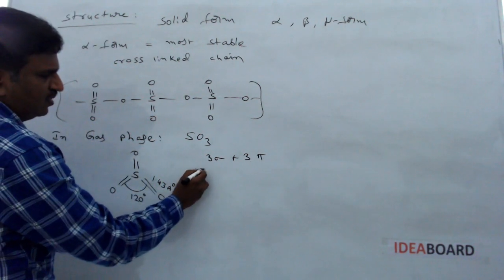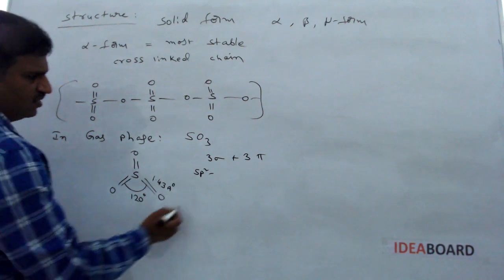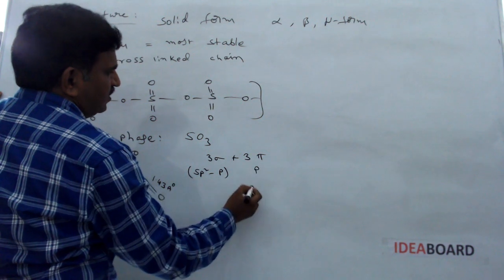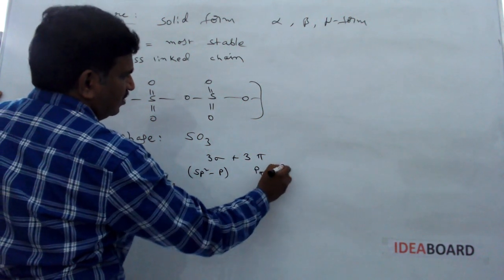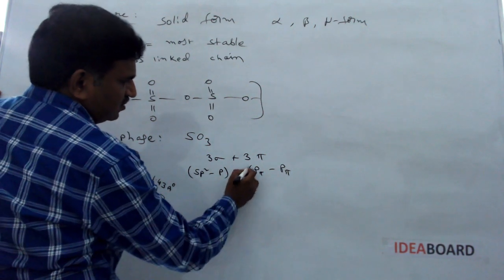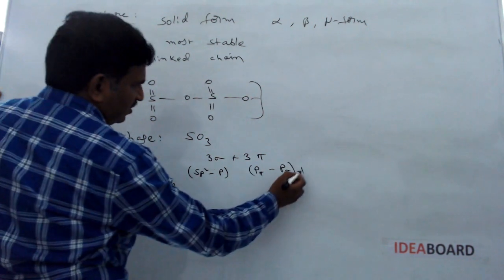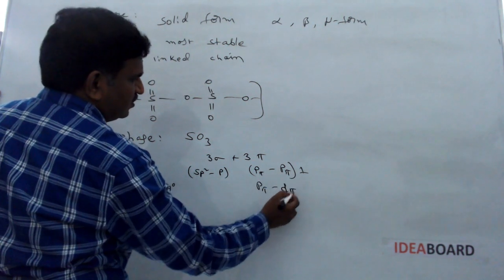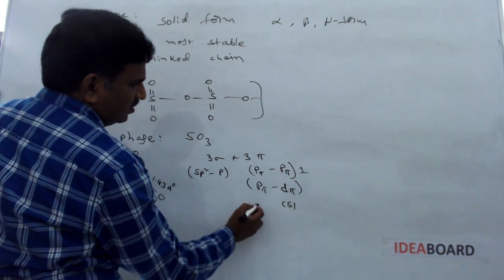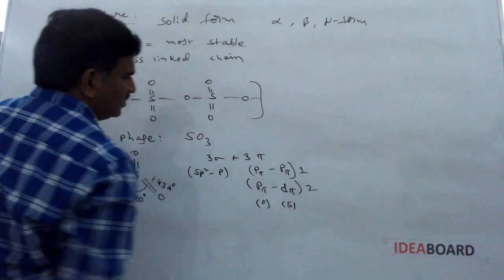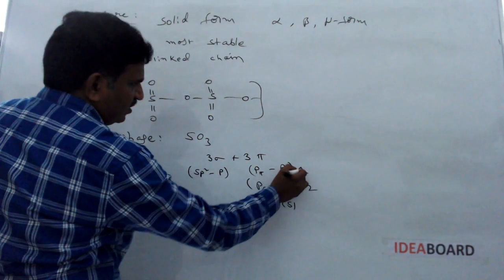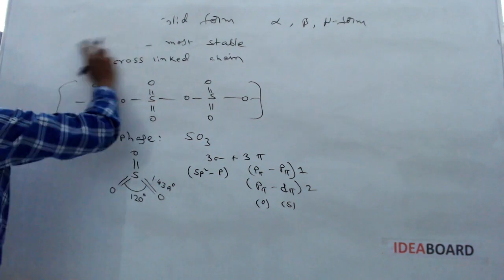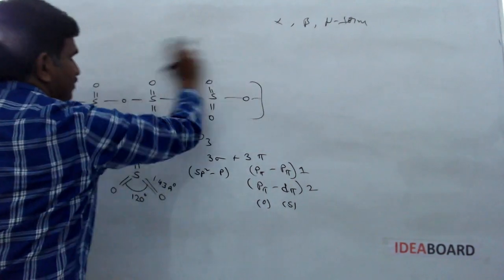Sigma bonds are formed by sp2 hybrid orbitals of sulfur and p orbitals of oxygen. And pi bonds are formed by p orbitals of sulfur and p orbitals of oxygen. There is one such type of pi bond, and the remaining two are p pi d pi bonds. Here this d is from sulfur and p is from oxygen, and two such type of bonds are present. 3 pi bonds are present in the SO3 molecule. Okay.